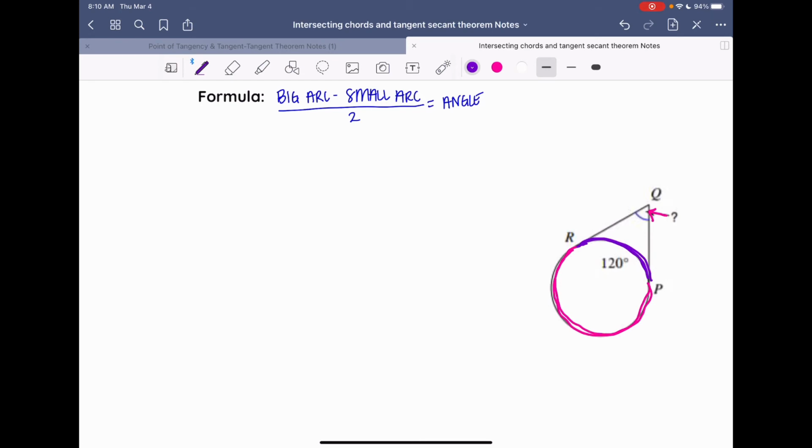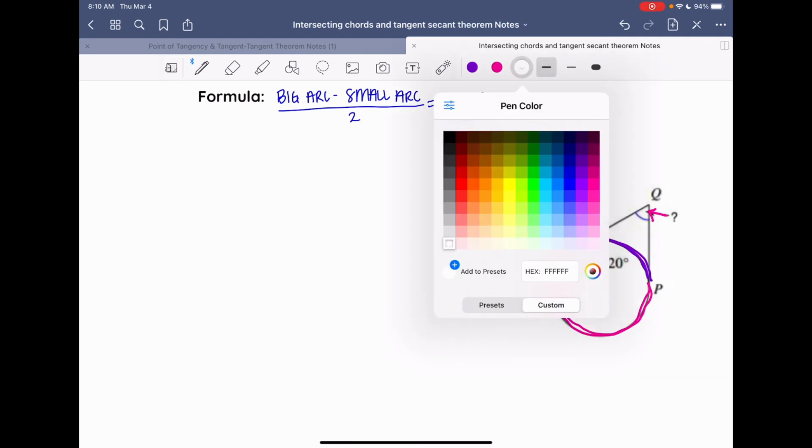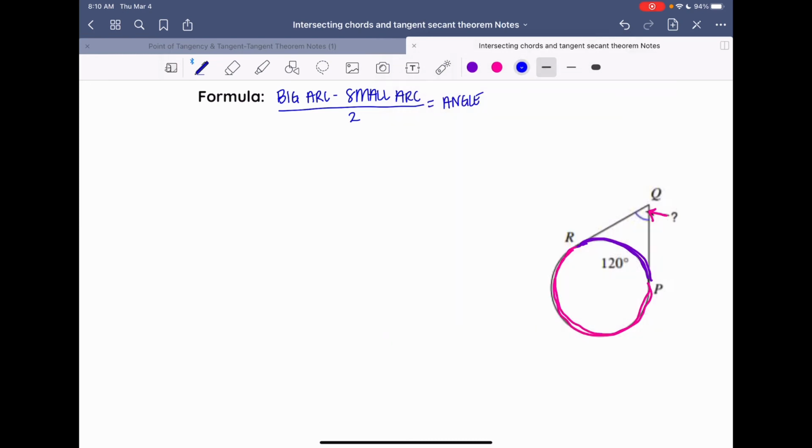But if you look at my two arcs that I just highlighted, when you combine them, they form a full circle. So in order to find my big arc, all I have to do is subtract this 120 from the total measure of a circle, which is 360. Over here, I'm going to do a little bit of side work. My big arc measure is going to be 360 degrees minus 120, which means that this pink arc is 240 degrees.